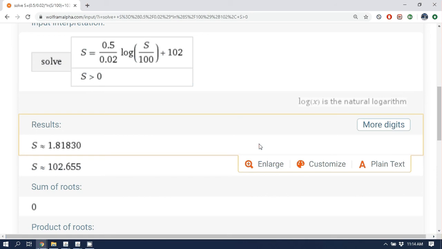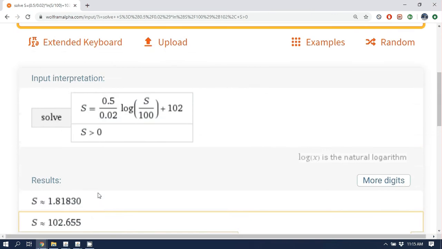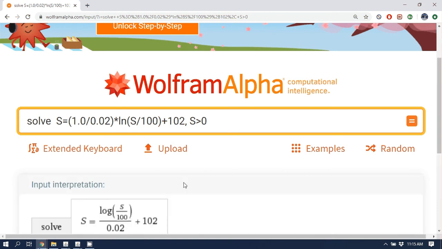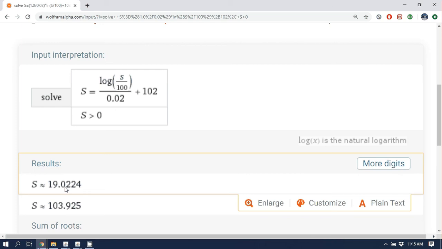Basically, even though the equation may have other solutions, the only valid ones are the ones below 102. So the final size of S is 1.8, which is approximately 2 individuals. Lots of infections means the remaining 98 were infected, if the final size of S is 2. Let's increase the recovery rate a little bit, so 1.0. Hit enter. Now we have 19 susceptible left, which means 81 were infected.